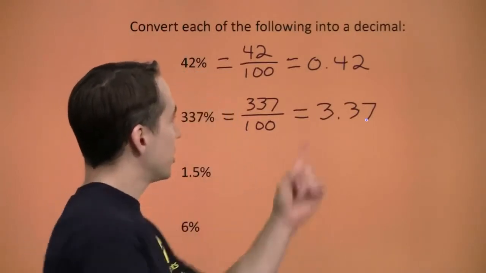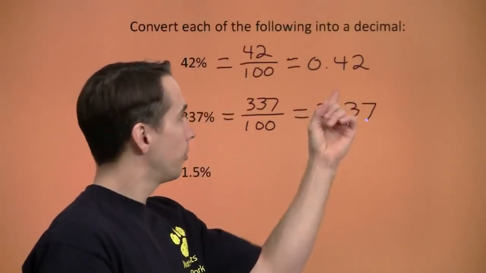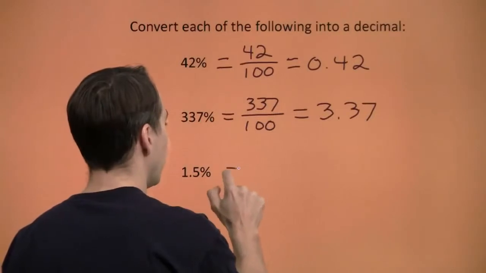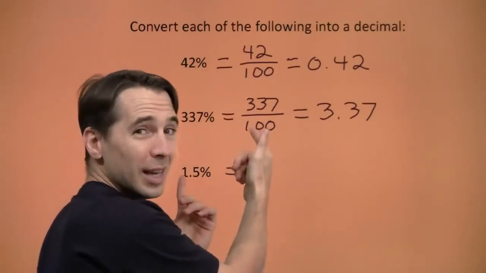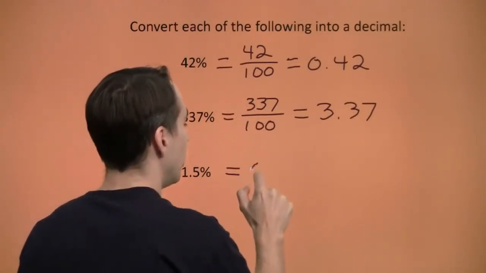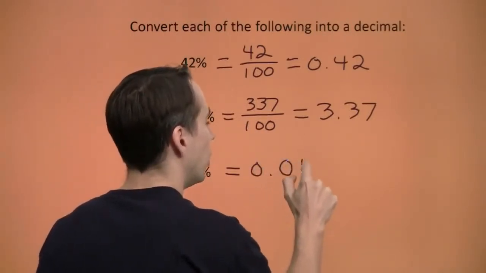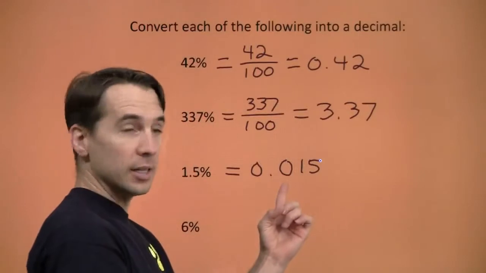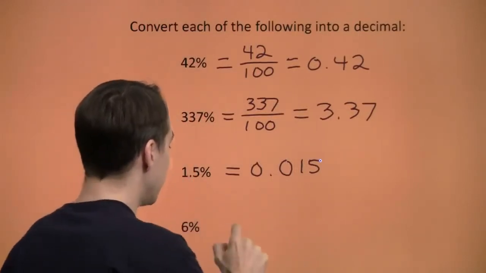Move the decimal point 2 places to the left. You get 0.42. On to the next one, the 1.5%. Don't really need that middle step. Move the decimal point 2 places to the left. You get 0.015. Got to remember that 0 right there because we're moving 2 to the left.